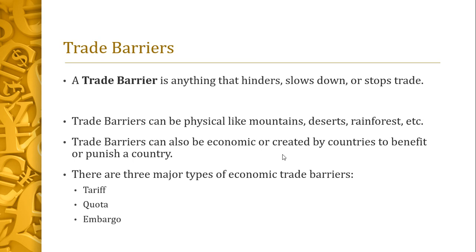So, what is a trade barrier? It's anything that hinders, slows down, or stops trade in any way, if you're looking at a Merriam-Webster definition. They can be physical, like geographic features: mountains, deserts, rainforests. We all know that when we're talking about Africa, the Sahara Desert, the world's largest desert, is definitely going to be a trade barrier and has been for many centuries.